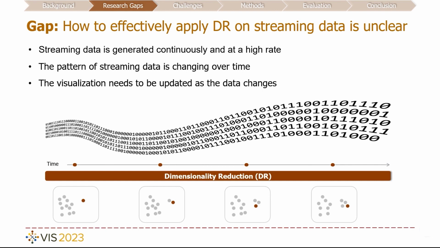Streaming data introduces three distinctive characteristics when compared to static data. Firstly, streaming data is continuously generated at a high rate. Secondly, the patterns within streaming data evolve over time. Thirdly, visualizing streaming data demands the constant updating of views to accommodate these data changes.